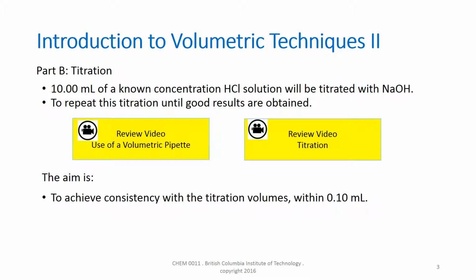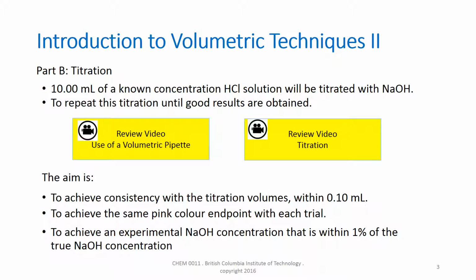The aim is to achieve titration volumes to within 0.1 milliliter of each other, to achieve consistent light pink endpoints with each trial, and to achieve an experimental NaOH concentration that is within 1% of the true NaOH concentration.